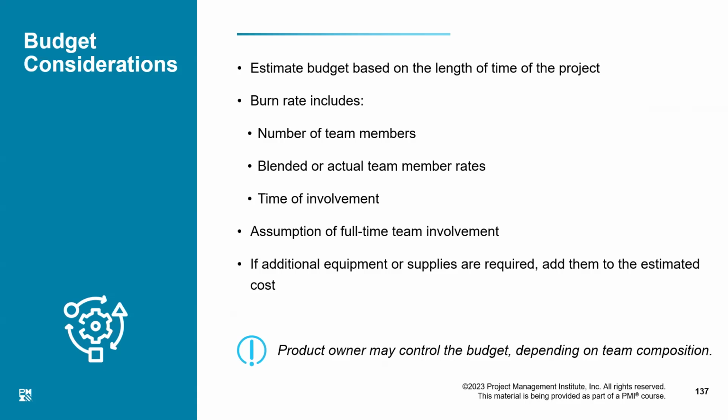So we follow the same burn rate analogy, and we have a number of team members available, 10 members are there, and then we calculate a blended or actual team member rate and time of involvement and assumptions of full-time team involvement. If additional equipment or supplies are required, then we estimate those things in addition to that.